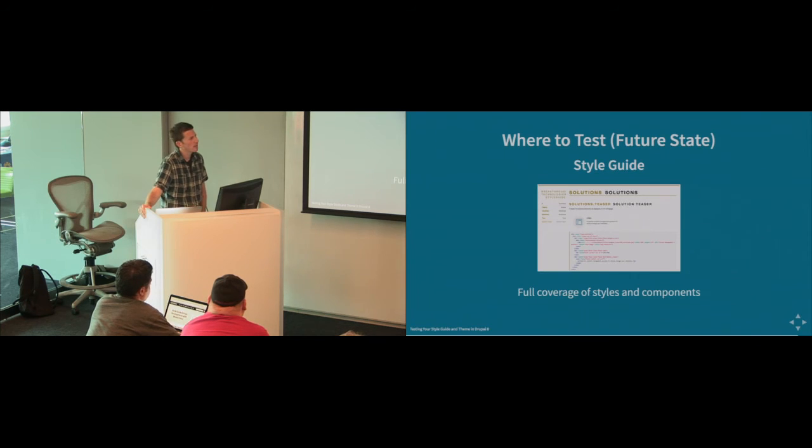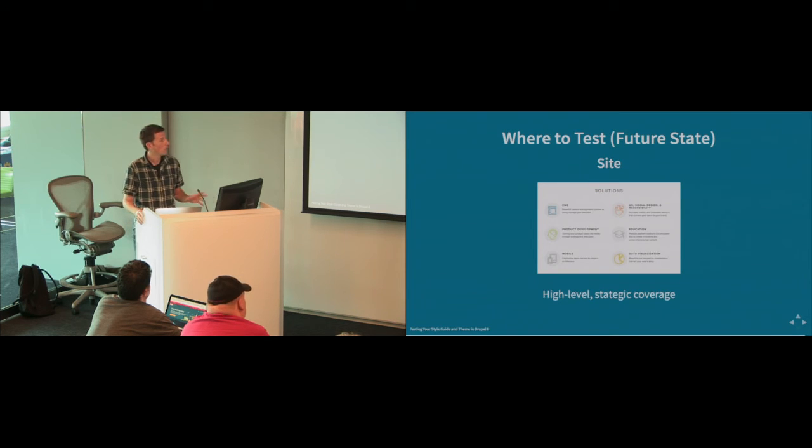This slide, thinking about what you should be testing, is kind of thinking forward to a future state where we're doing more to have the style guide and Drupal share the same markup. It feels to me like what we'd want to do in that case is have really full coverage in the style guide of the actual components and styles. And then the site would be covering either high-level coverage or more strategic elements that we want to make sure aren't changing on the site itself. That allows you to use the full coverage on the style guide, which is obviously a little bit more predictable than the site itself.